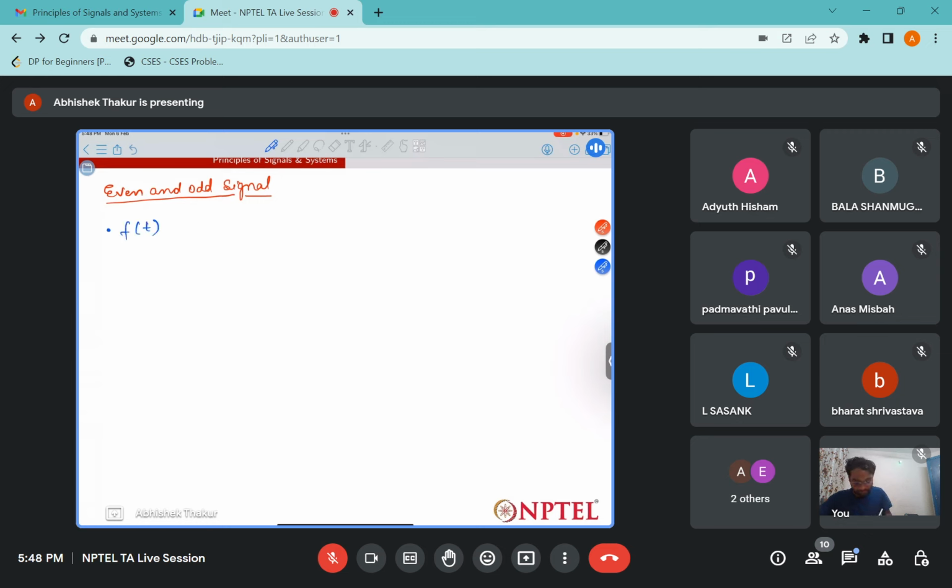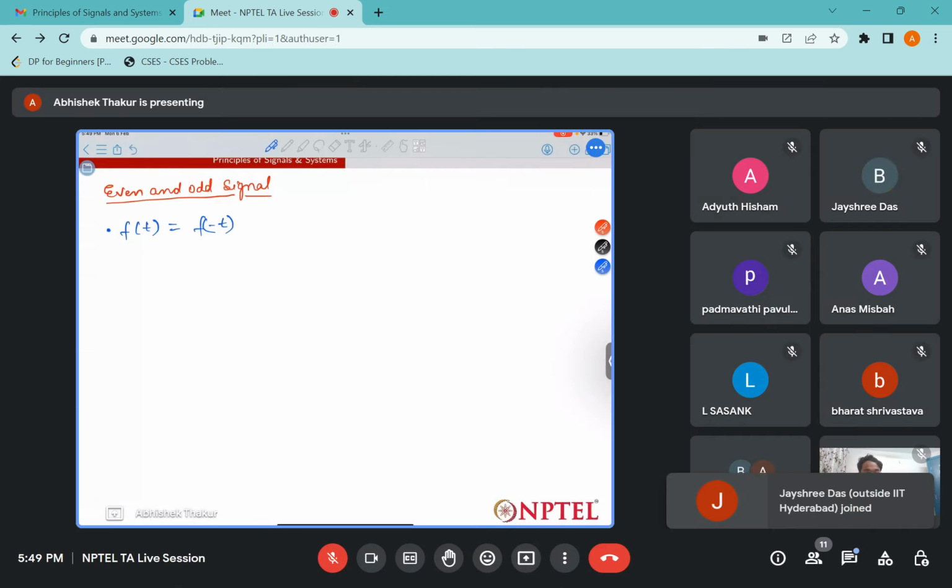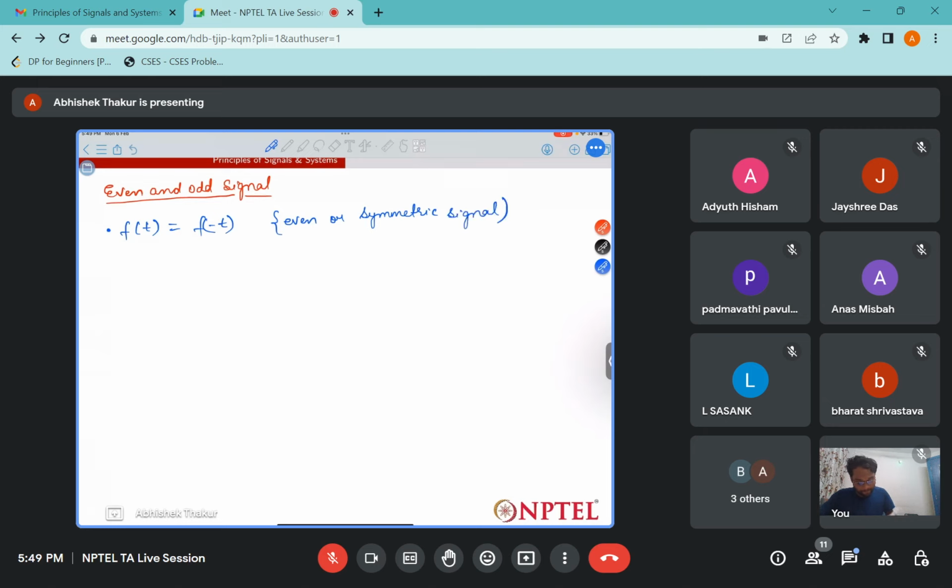is given as like this. f(t) is equal to f(-t). So f(t) is equal to f(-t). So this is our even or symmetric signal. Whenever you see this signal, this is our even signal.